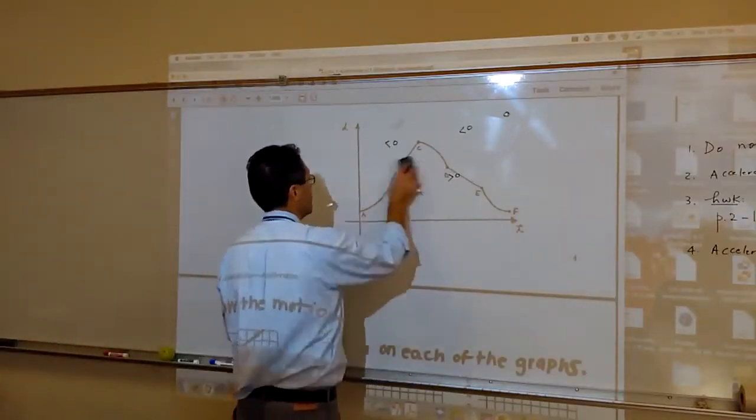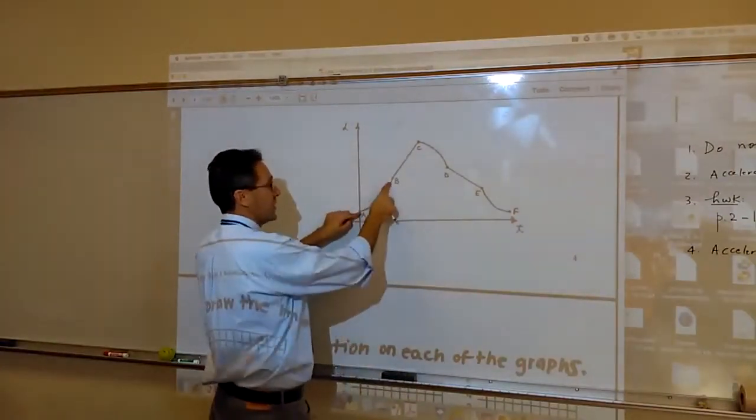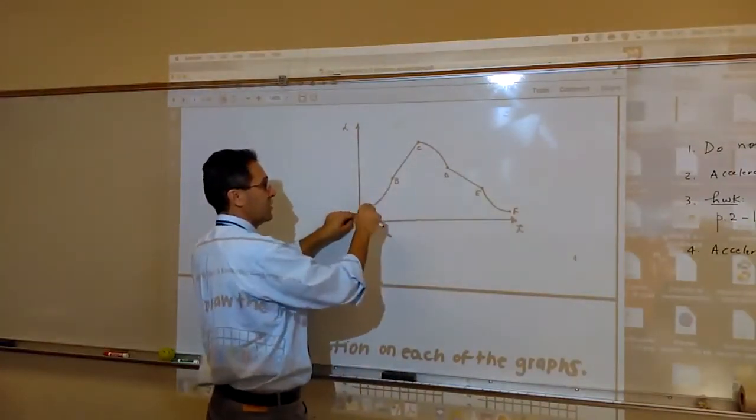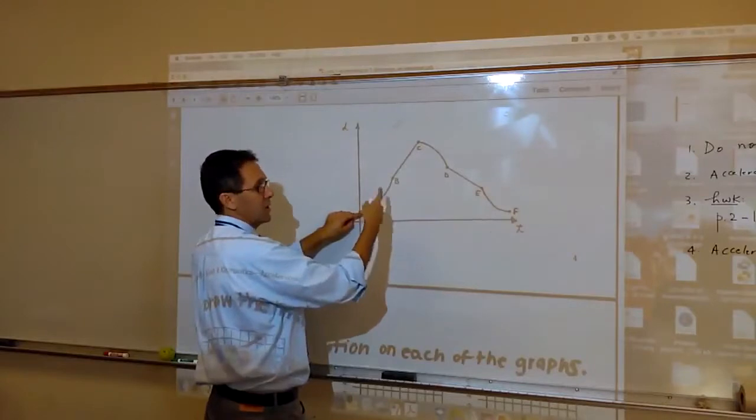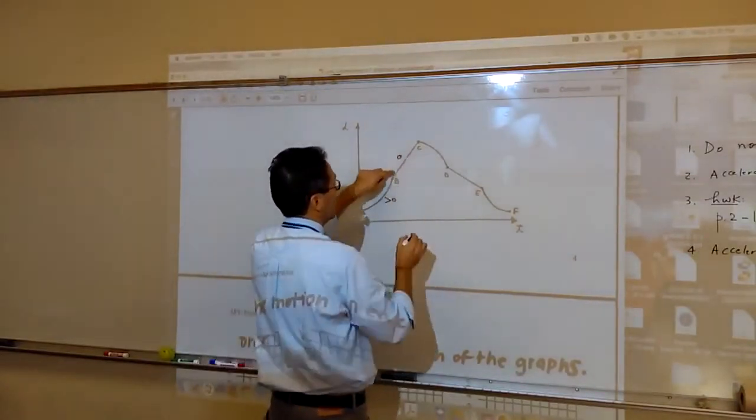Last one. Okay, we're going in the positive direction, speeding up. The acceleration will be in the same direction as the direction of travel, so it's got to be positive. This is a straight line, this is 0.